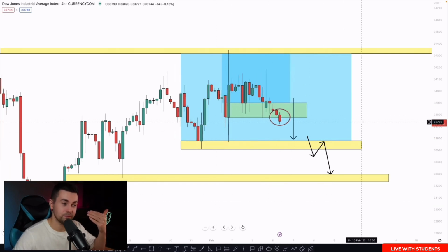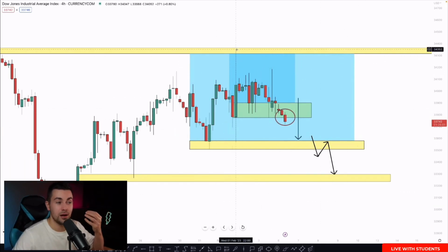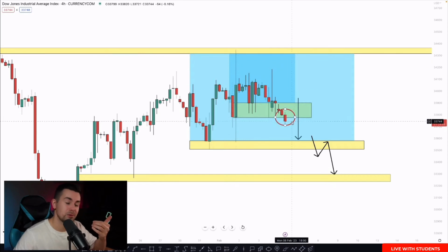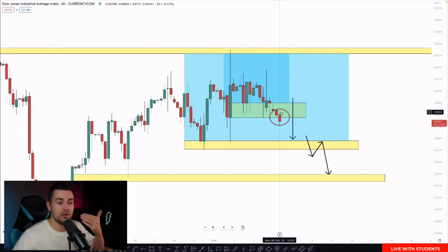Taking into consideration how strongly bulls were rejected from that resistance, I guess selling pressure will be strong. So I think that with very high probabilities, Dow Jones Index will drop. But let's see what will happen.